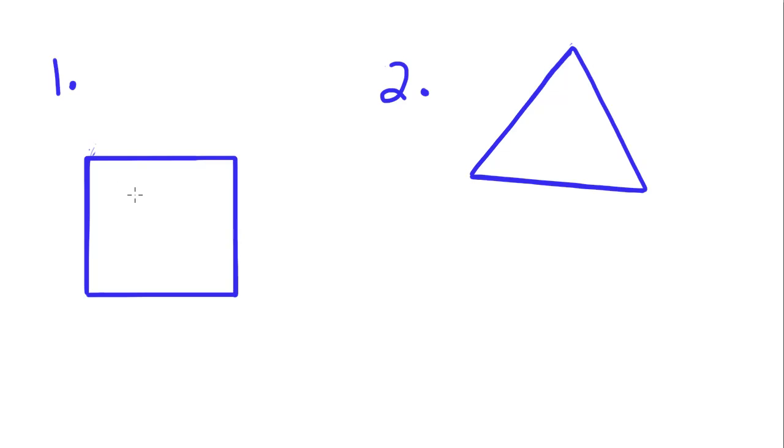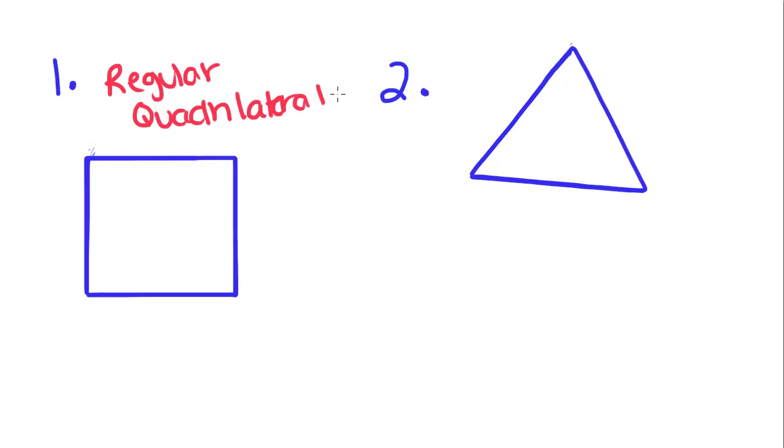So we know that this is a regular quadrilateral, which is also known as a square. And since it's regular, that means these are all congruent, and we know that the length of one side is 4. So that means all the sides measure 4.